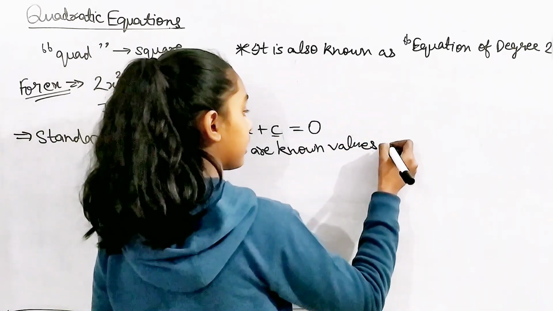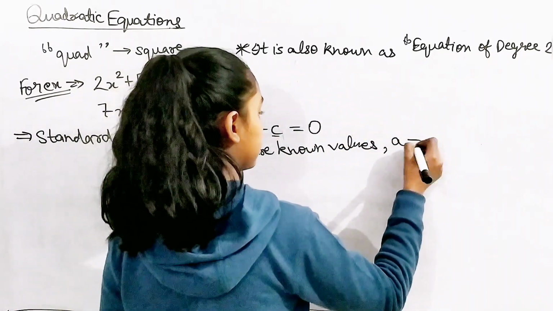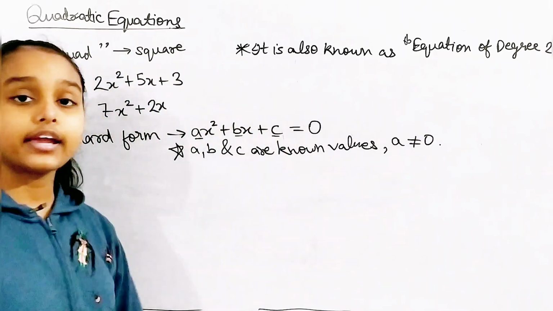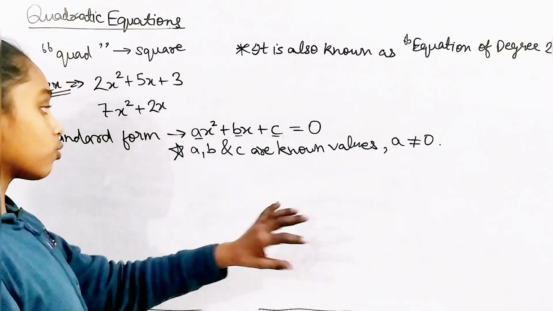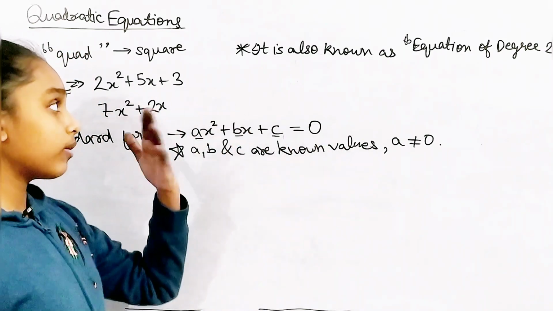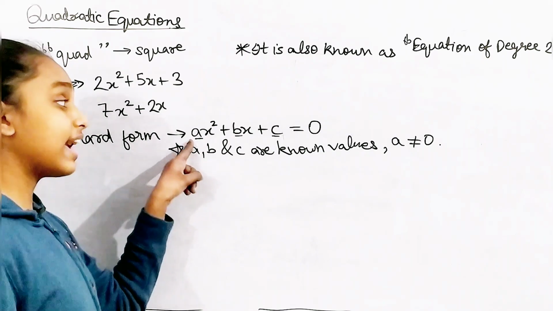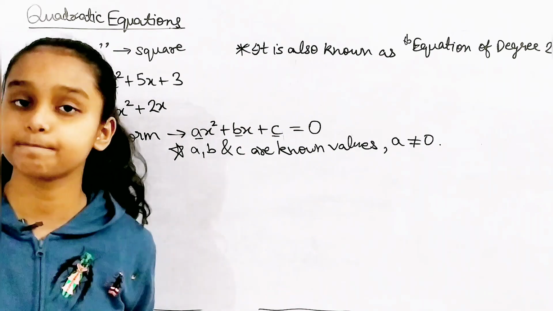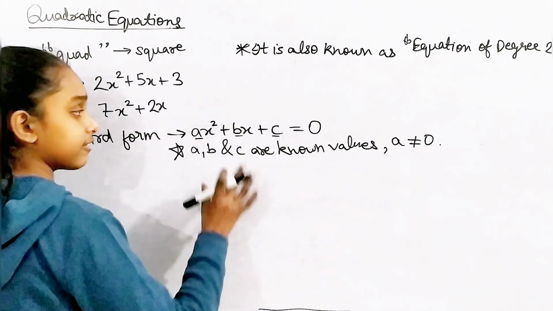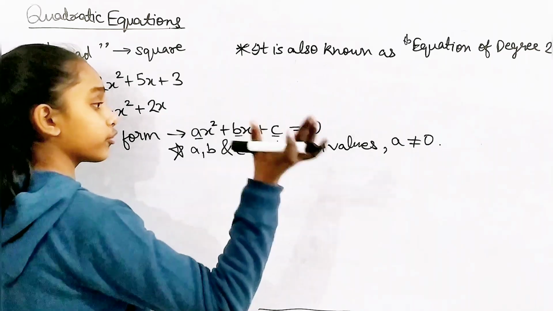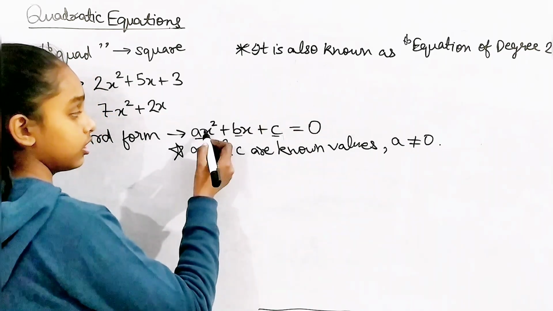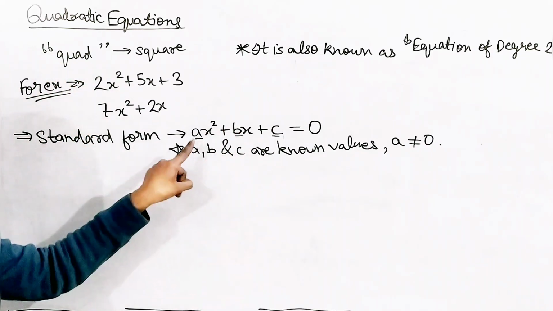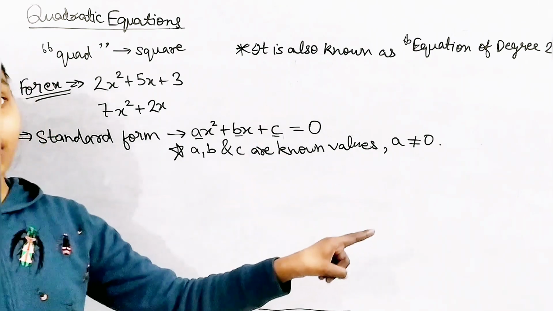One thing is that this A cannot be equal to 0. Whatever quadratic equation we have, this A will not be equal to 0. That's what we can say in a simple way. Otherwise, B can be 0, C can be 0 too, but not this A, which is related to this x squared. So this should not be equal to 0.